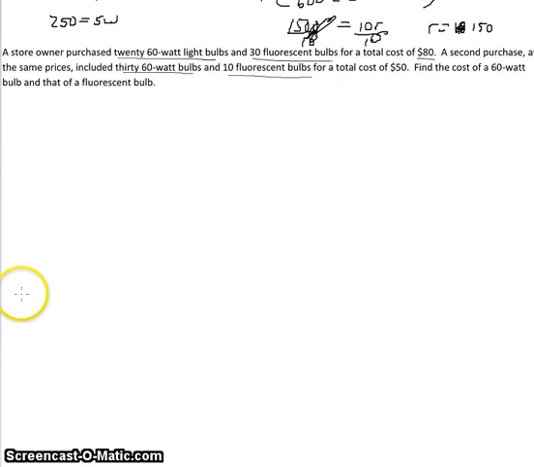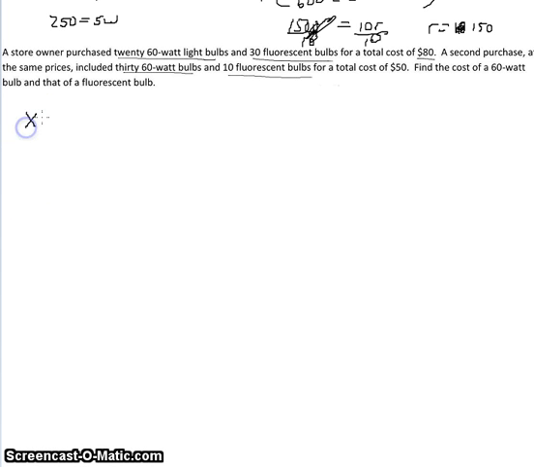Now for the next problem, I have some things underlined, and for the second part of the video, I'm actually going to change this to a different video. But it says a store owner purchased 20 60-watt bulbs and 30 fluorescent bulbs for a total cost of $80. A second purchase at the same prices, meaning that the prices of the two things were the same, purchased 30 60-watt bulbs and 10 fluorescent bulbs for a total cost of $50. Find the cost of each thing.